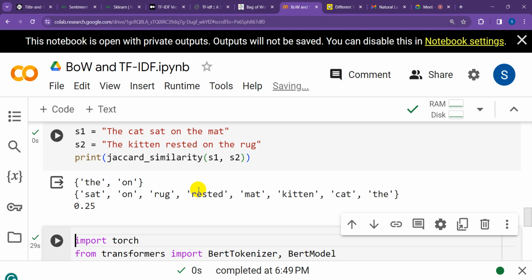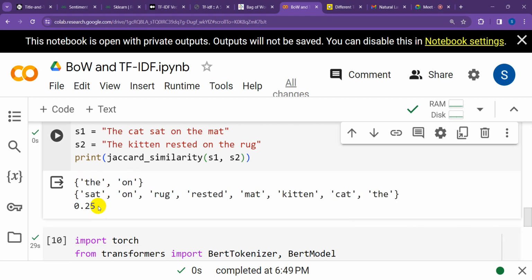Yes, ma'am. It was treating the capital THE and small THE as different words because it is case sensitive, no? It is treating them as separate words. That's why we were getting different results. But if you convert it into lowercase, then you get the correct answer, 0.25. Okay, clear?